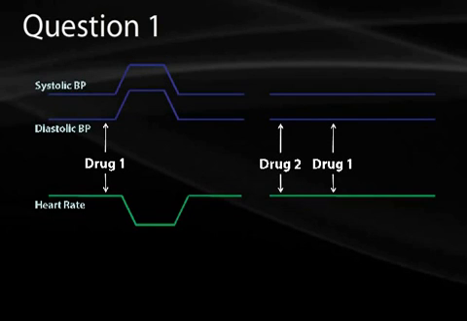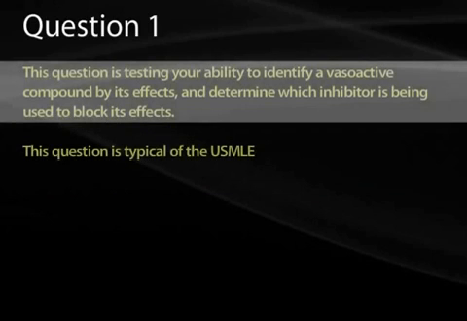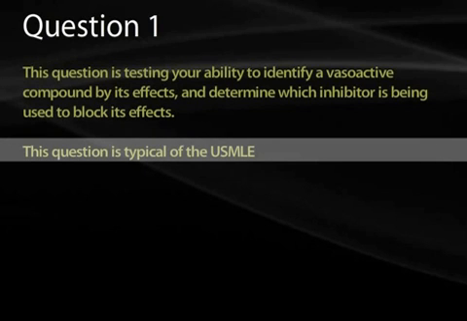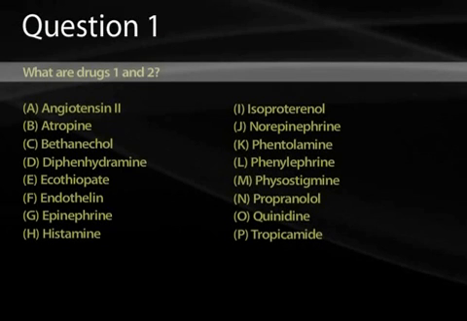As you can see, drug 1, which is not labeled, raises systolic blood pressure and diastolic blood pressure, as well as decreasing heart rate. Over here, on the right side of the graph, we can see that drug 2, if pre-treated, will completely abolish the signaling of drug 1. This question is testing your ability to identify what these medications are and to determine which inhibitor is being used to block its effect. These questions are very typical of the medical licensing examination. So the question is, what are drugs 1 and 2?